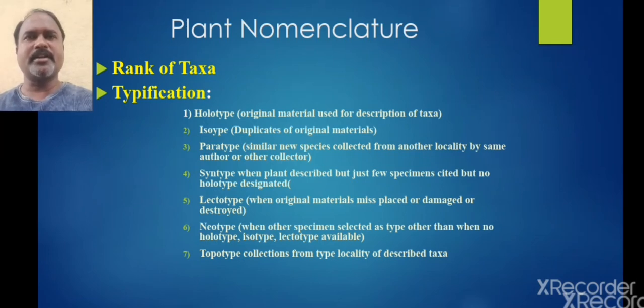...which is used for a description is the holotype. Then come to the next type, that is the isotype. An isotype is nothing but a duplicate of a holotype.